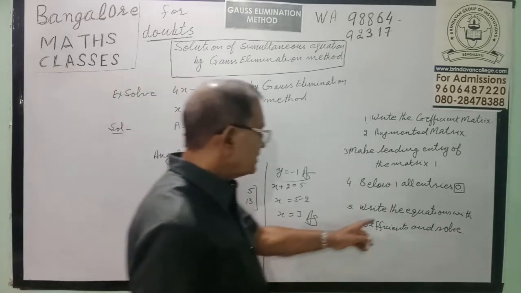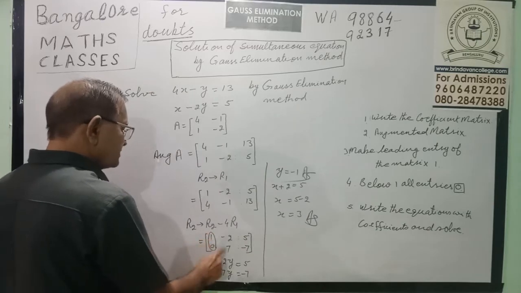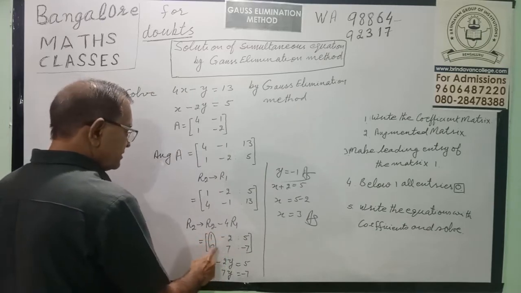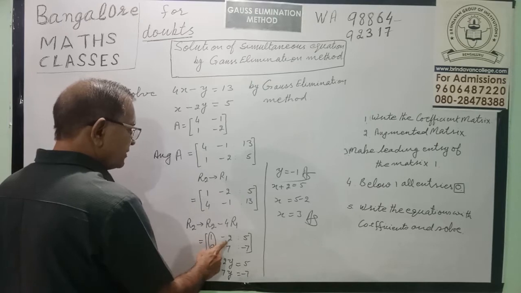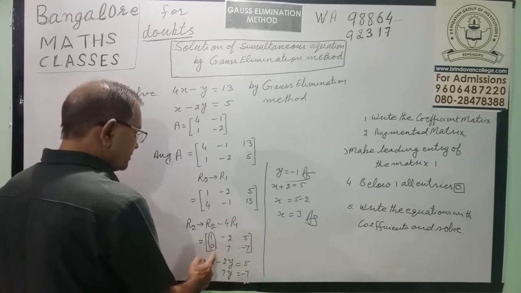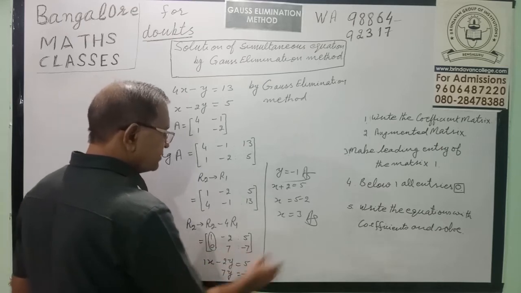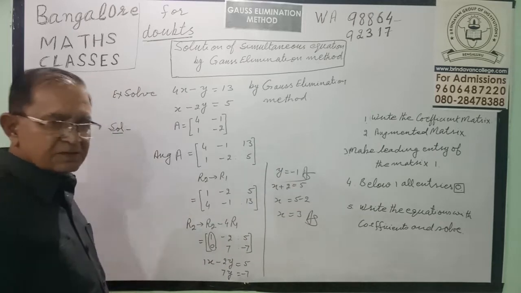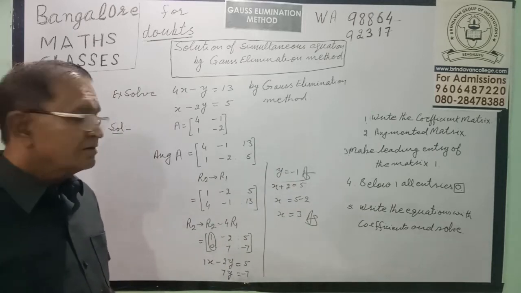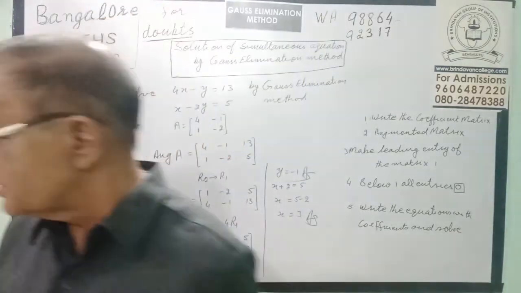See the fifth step, write the equation with the coefficients. See, these are the x coefficient and the y coefficient. X coefficient 1, y coefficient minus 2, means x minus 2, augmented as 5, means the right side is 5. Here, x is 0, no entry with x. Y is 7, 7y, augmented minus 7. So from here directly solve it. Like that, we can go with the Gauss elimination method.